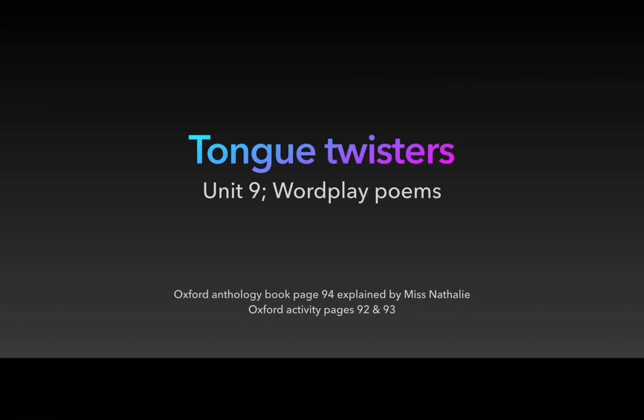Good morning, Primary 2. Well, today we shall be looking at a different type of poetry, and they are called tongue twisters. So just imagine your tongue twisting, and that is the kind of poetry we're talking about. For this, we have to go to Unit 9, Word Play Poems. You have to go to Oxford Anthology, page 94, and do the activities on Oxford Activity pages 92 and 93. So I'll go through it with you, okay?